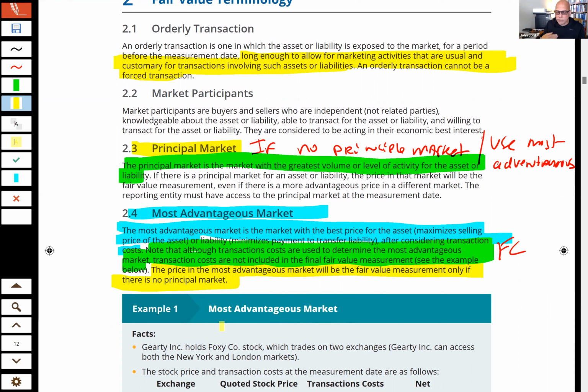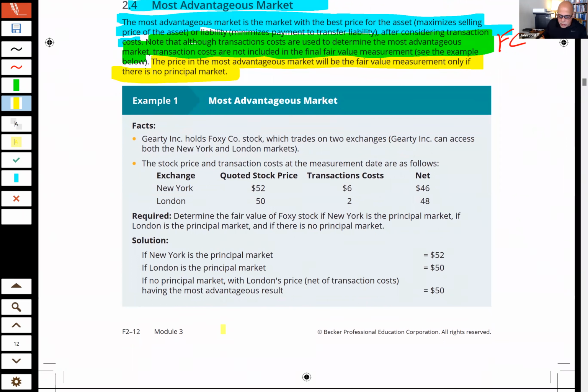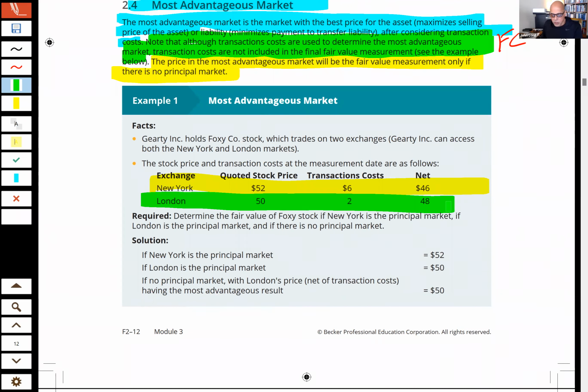If the problem says there is no market where there is the most activity, there is no principal market, then we use the most advantageous market after considering transaction price, but to determine what we will carry that at for its fair value, we do not include the effect of the transaction cost. Okay, so let's just look at this example, and we have the security here in which there's a quoted price in New York, a quoted price in London. They tell us the transaction cost, and then they tell us what the price is net of transaction costs.